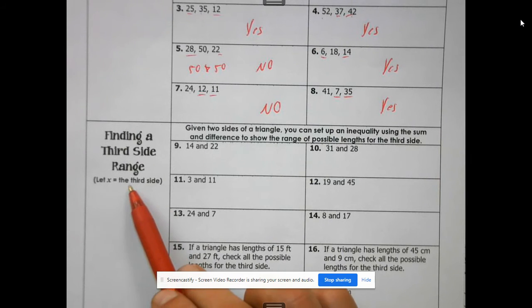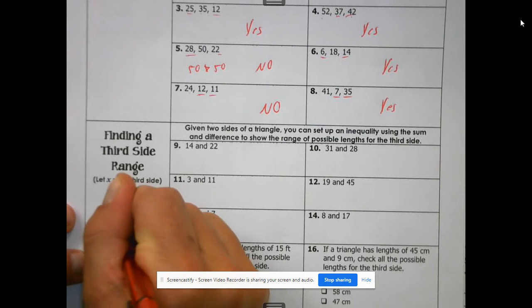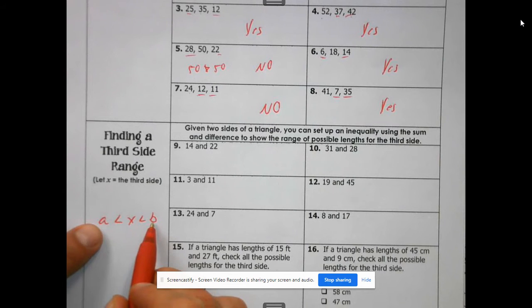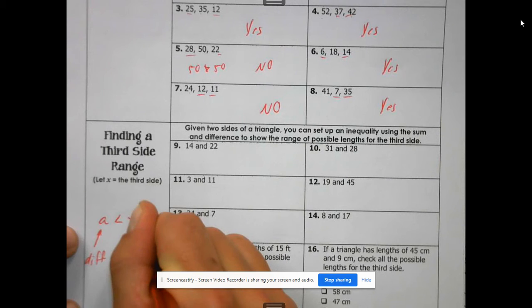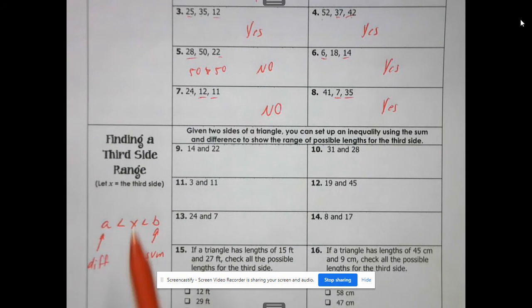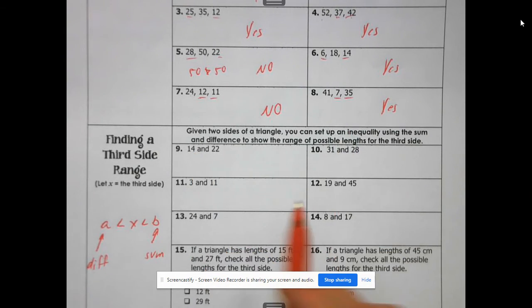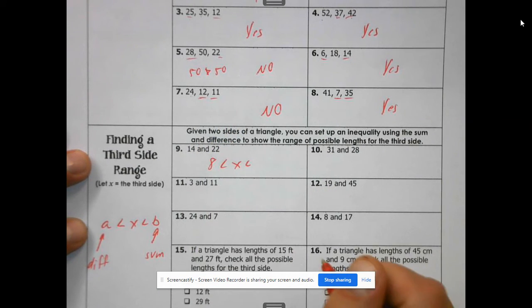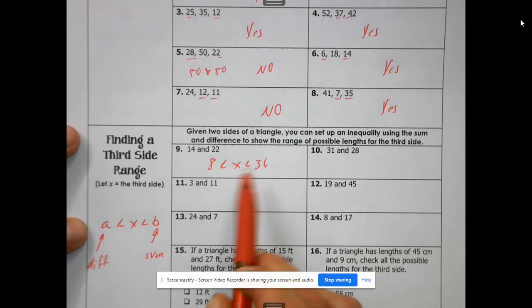Finding the range for a third side. Basically, here's how it works, guys. We'll let X be the third side and A and B the sides that we're looking for. It's basically the difference and the sum of the numbers, right? So if you're looking for the third side, subtract them to get the smaller side and then add them to get the top range of the possible third side. So if I subtract these two, that gives me 8. If I add them up, that gives me 36. So the range for the third side is between 8 and 36.